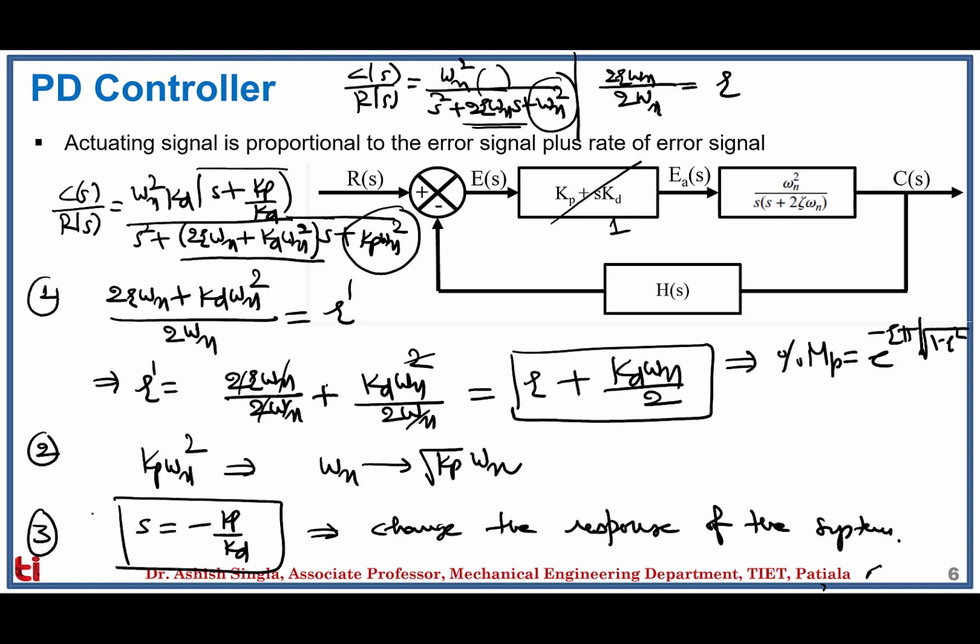So if we want to tune the damping ratio of the system, we should tune kd, and if we want to change the natural frequency of the system, we should play with the kp tuning parameter. The reverse is not true. So if you want to change the damping ratio of the system and you keep on tuning the kp parameter, it is not going to work.